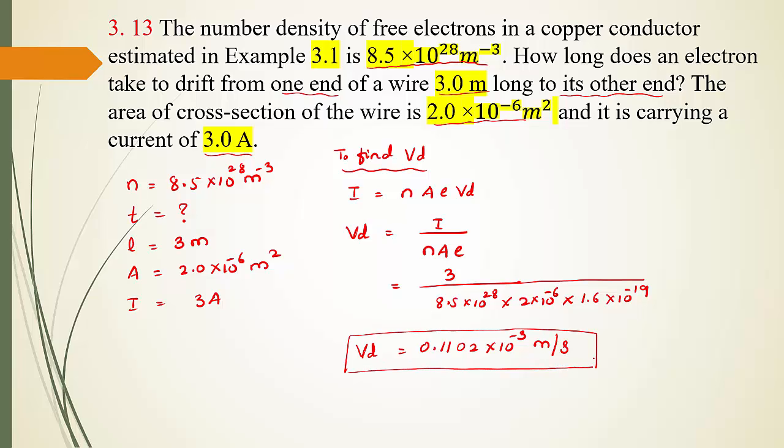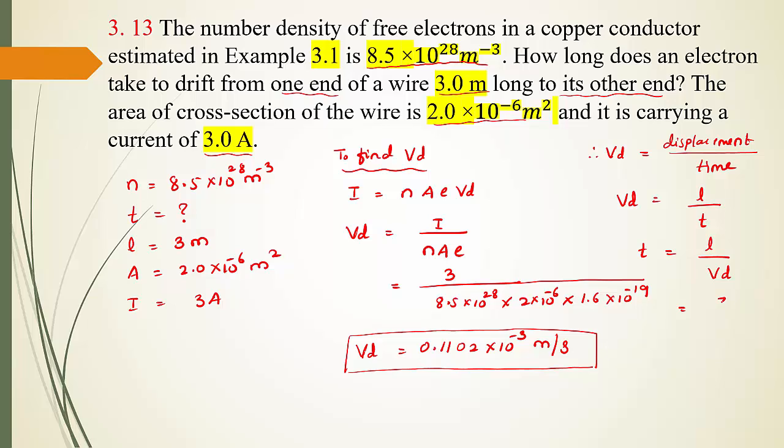0.1102 into 10 raised to minus 3 meter per second. But what we want is time. So we know that velocity is generally given by the equation displacement divided by time. So therefore I can write drift velocity Vd. Velocity is equal to displacement over time interval; that gives velocity, the rate of change of displacement. So instead of displacement I can write the length of the wire L over time T. But we want time, so the equation becomes T equal to L divided by Vd.